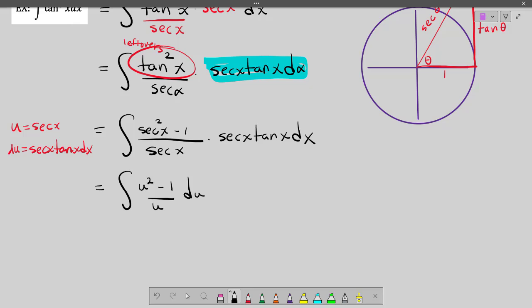What do you think we're going to do with that u squared minus 1 over u? Separate it. So we're going to distribute that u, so we get u minus 1 over u. The integral of u is u squared over 2. What is the integral of 1 over u? Natural log of absolute u. Natural log of absolute u plus c.